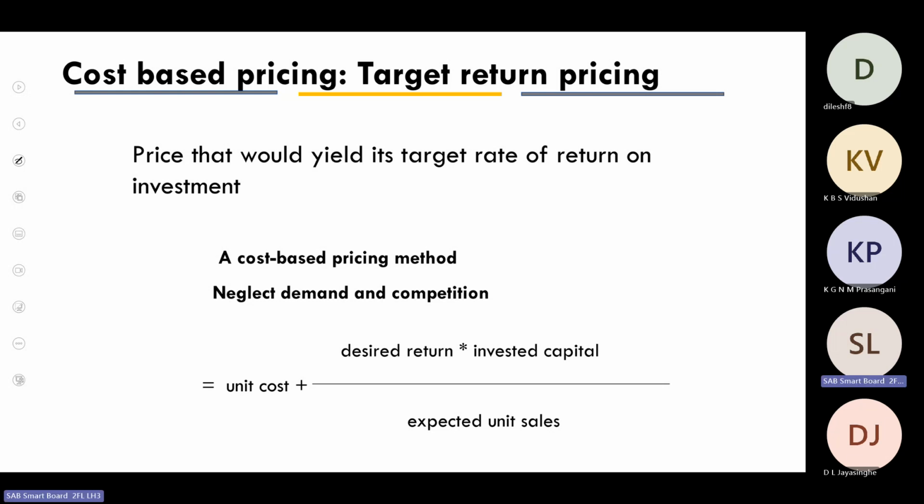Let's say the total cost for the items is 500 rupees, but we expect to have 2,000 as our total return after selling those 10 items, right? Then based on our expectation, we determine how our final price should be. Right? That is what happens in this target return pricing.